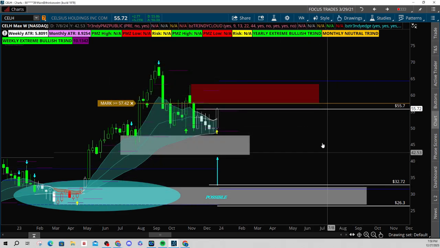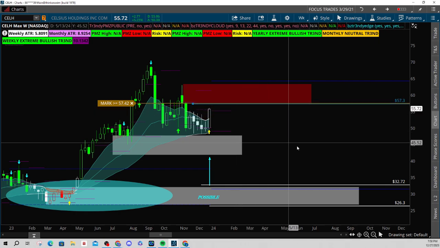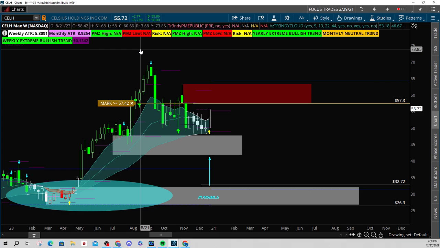So we're going to place a target here. We're going to take this price and move it up right into about that 57.40, and you can see we're pretty darn close to that. We could easily see that this week if we continue the momentum.